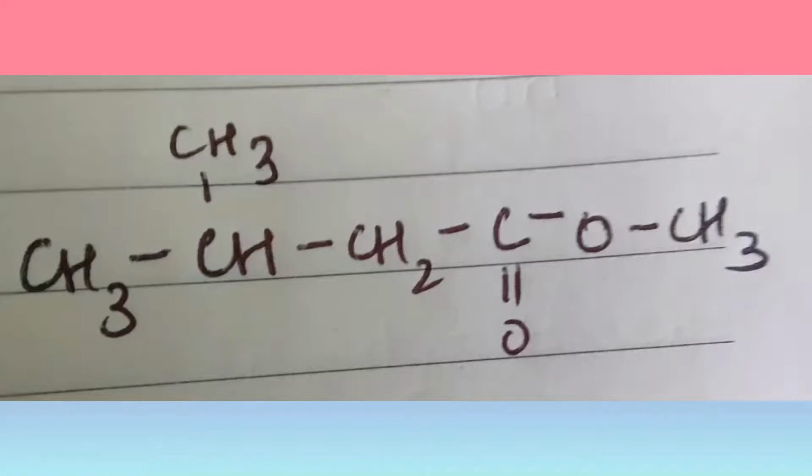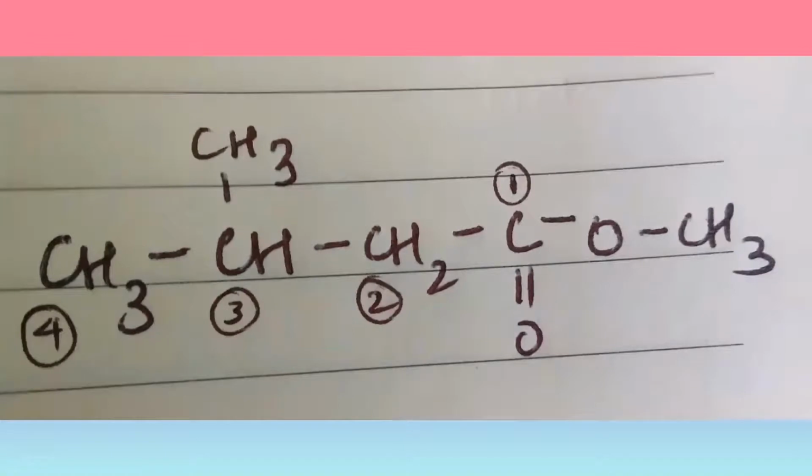So it will be methyl, then comes the naming of the next alkanoate part. Now the alkanoate part starts with the naming from the carbon that has the double bond oxygen attached to it. So if you see, there are four carbon atoms present here, and there is a methyl group present as a substituent.